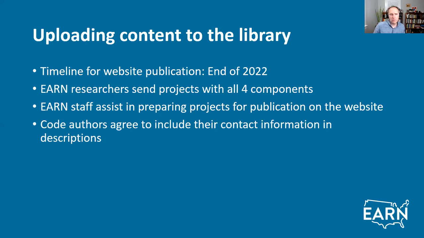And so we hope that an author can share all 4 components that we've gone through today. We don't want this process to be super onerous, but it's clear that a lot of that information is really essential for someone who's trying to use that project for their own analysis and to really understand it. And then once an author shares that work, EARN staff like myself will work to make sure all the description is clear, all the code commenting is clear, so that we can put it on the website. And we would want the code authors to share their own contact info so that people can reach out directly to them when they have questions about their project.